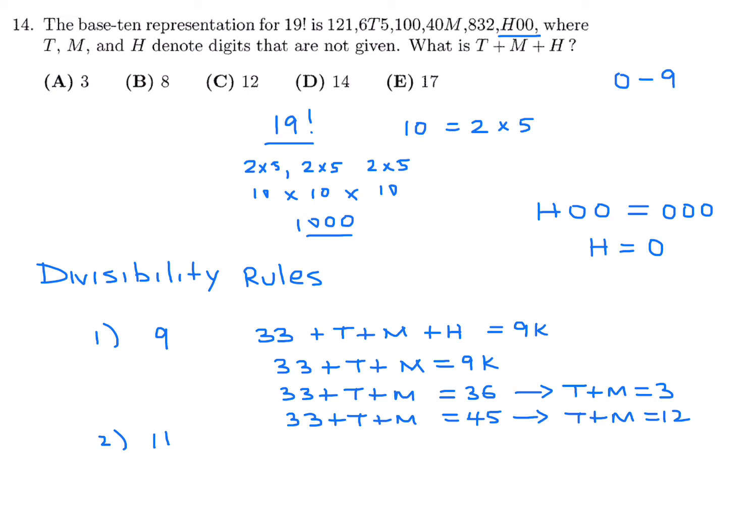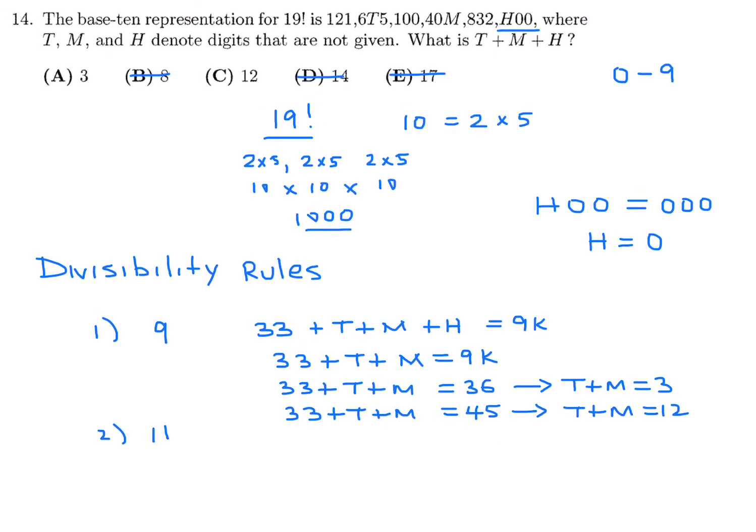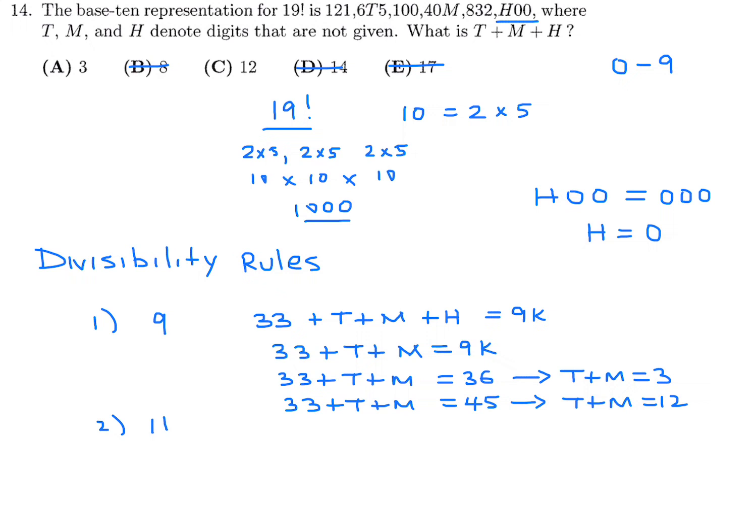We've got to eliminate one of those. Well, we can eliminate these guys. Now it's down to 3 and 12. The next divisibility rule is the one that's going to help us. That is as follows. For 11, the divisibility rule is that if a number is divisible by 11, then the alternating sum is also divisible by 11. This number is clearly divisible by 11 since it's equal to 19 factorial, and 11 is part of 19 factorial.